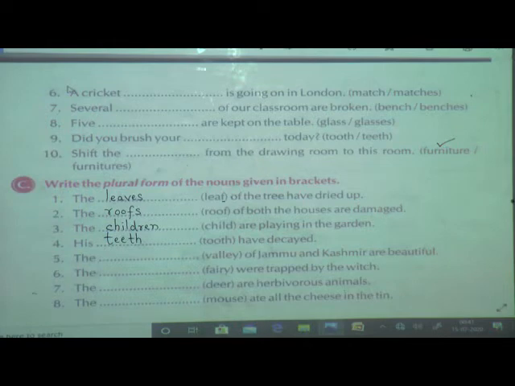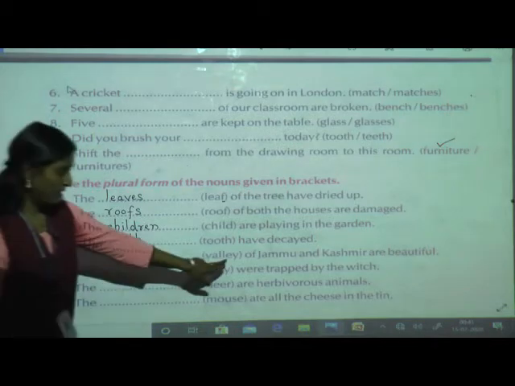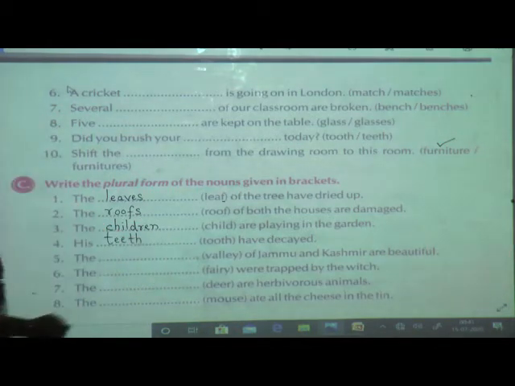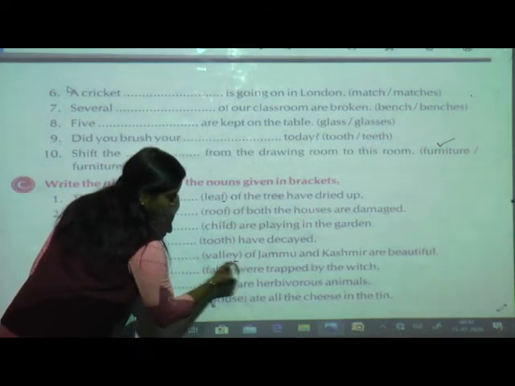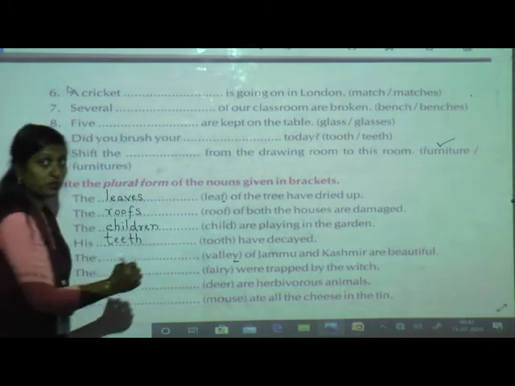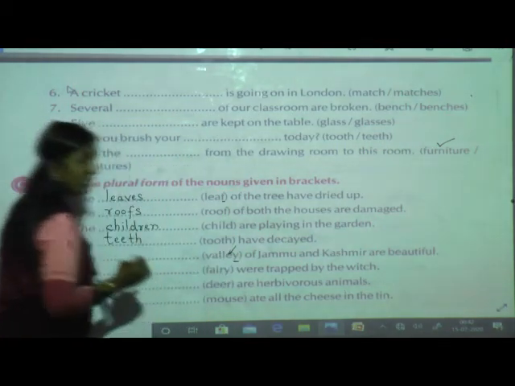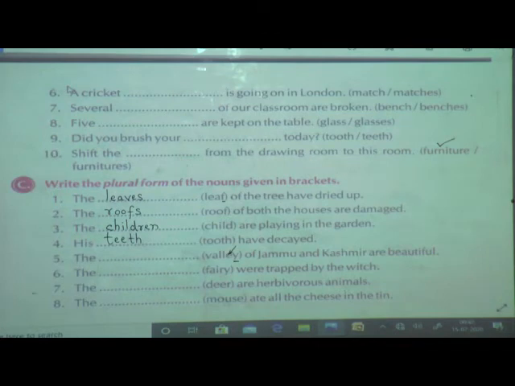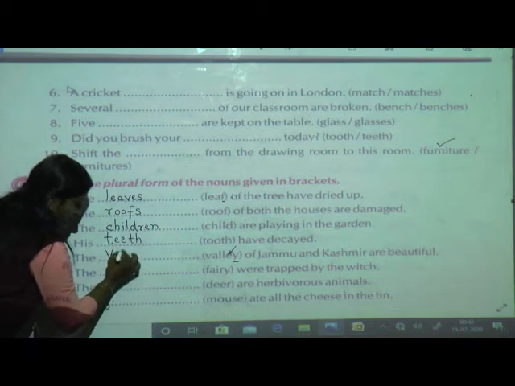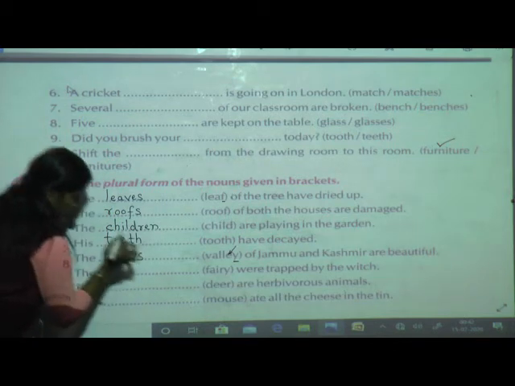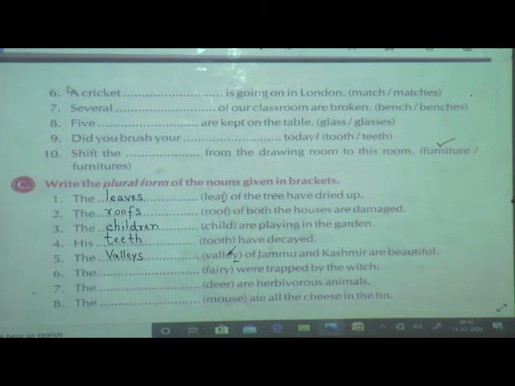Next. Now the dash of Jammu and Kashmir are beautiful. Now students, look at this noun. What you can see over here? Yes, you can see the noun ends with Y. Now before this Y you have to see whether it is a vowel or a consonant. Now E is what students? Yes, it is a vowel. So we are going to only add S. So what is my answer? Valleys. V-A-L-L-E-Y-S.